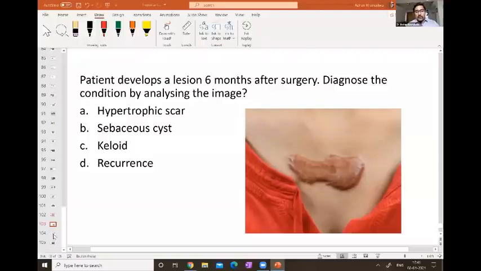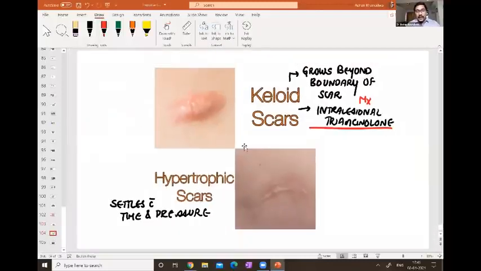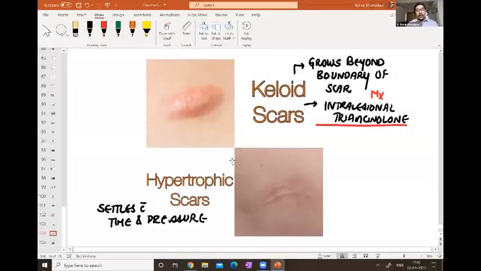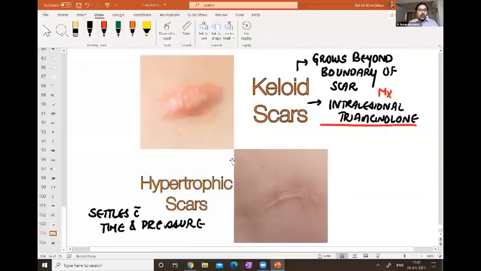And you should be able to identify keloids from hypertrophic scars. The main difference between keloid and hypertrophic scar: keloid grows beyond the boundary of the scar, whereas hypertrophic scar remains within the boundary of the scar. Hypertrophic scars settle with time and pressure. Keloids don't settle with time and pressure.